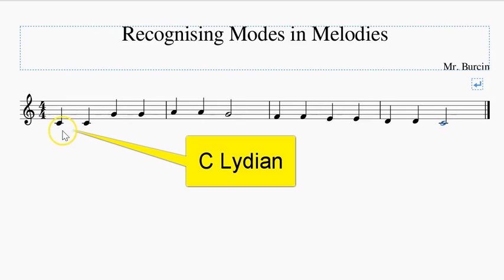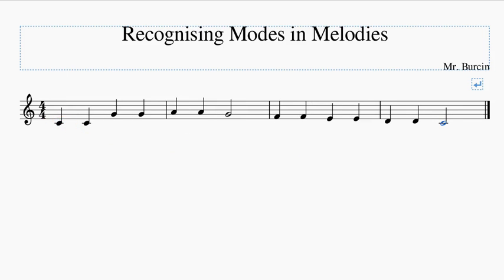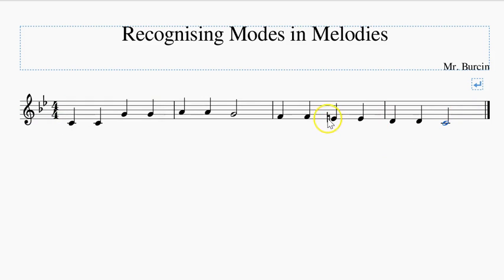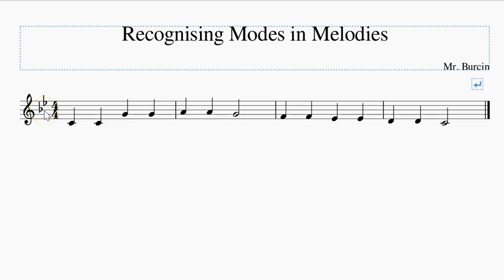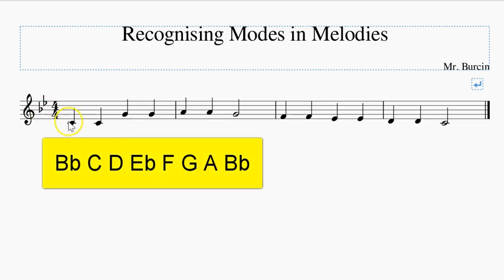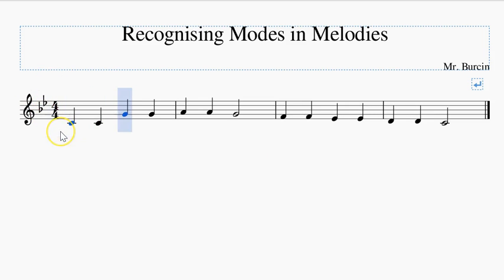To use another example, if I were to put, say, two flats in there, I still have my tonic as C. I have to adjust those notes. I still have my tonic as C, but I've got a key signature that suggests two flats as B flat major or Ionian. So looking at B flat as my key, B flat is 1, C is 2. The second degree of this scale is C, Dorian.